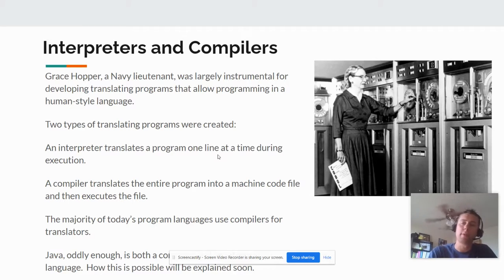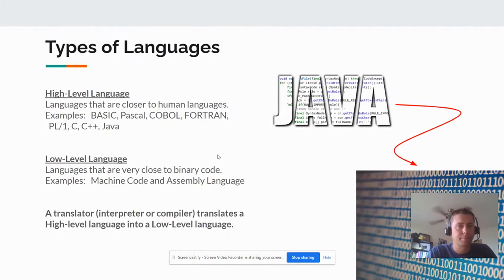An interpreter is faster because it runs as it translates. A compiler is a little bit slower because it translates and then it runs. They both have their advantages and disadvantages. Most programming languages today use a compiler. And that's even starting to switch over to more interpreted languages. But Java, oddly enough, uses both a compiler and interpreter. So it does make it a little bit slower to process, but it does make it very efficient. So we'll talk about that in a second.